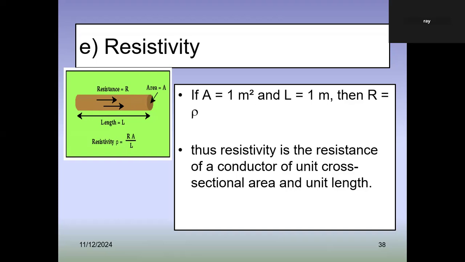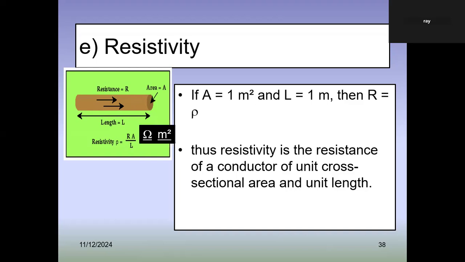So resistivity allows us to compare the resistance of different material of the same length and same cross-sectional area. That's what it means by resistivity. Thus, resistivity is the resistance of a conductor of unit cross-sectional area and unit length.